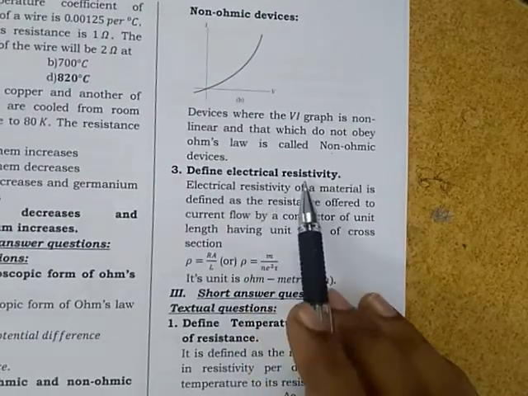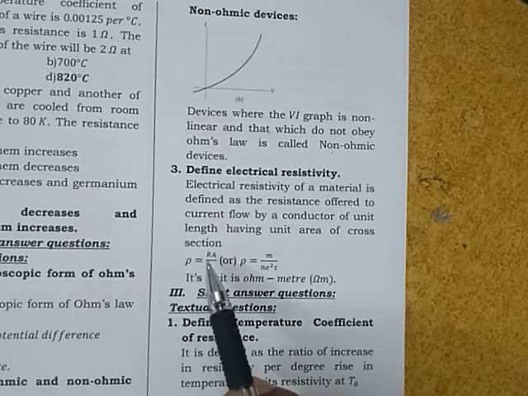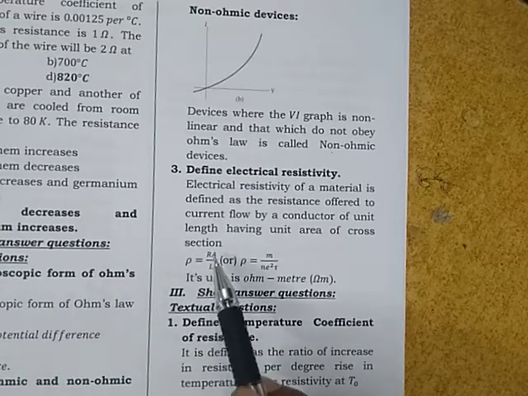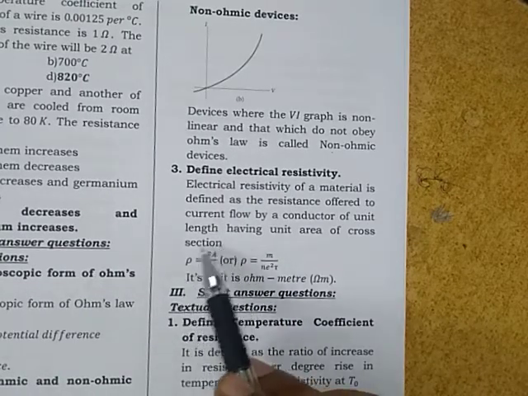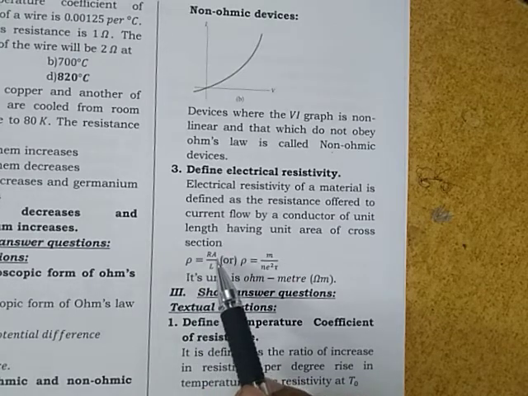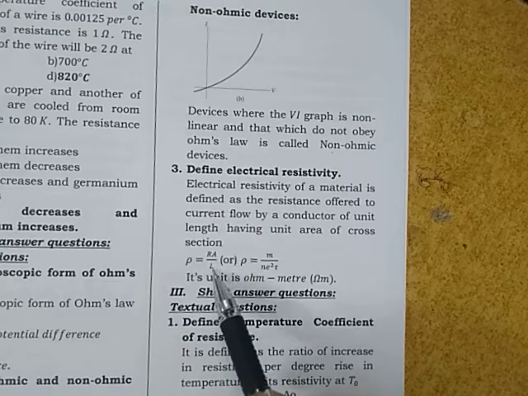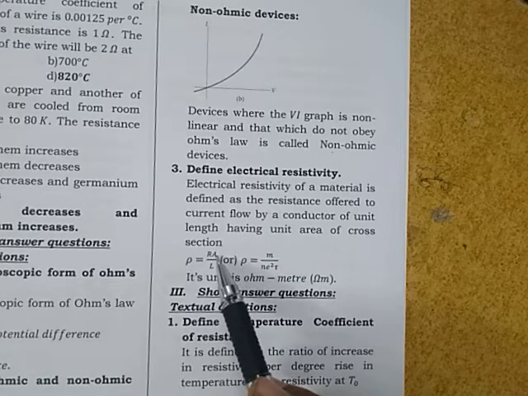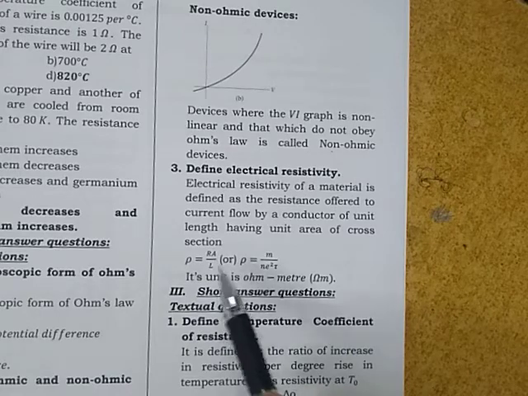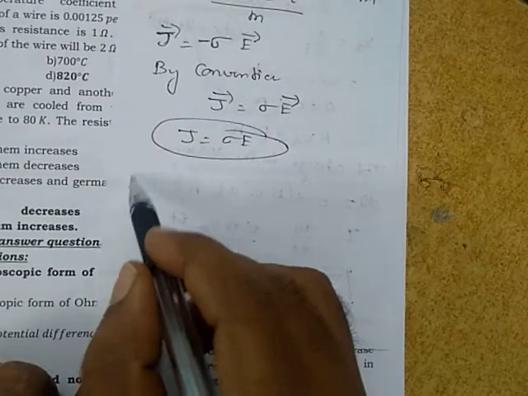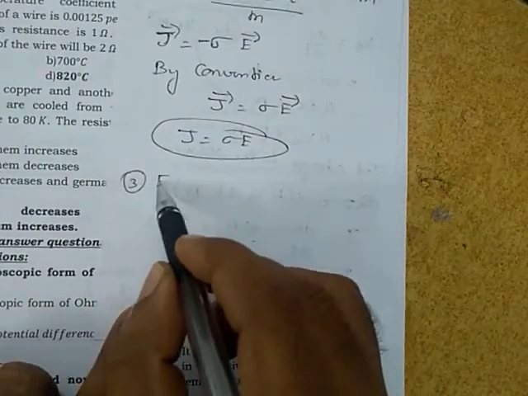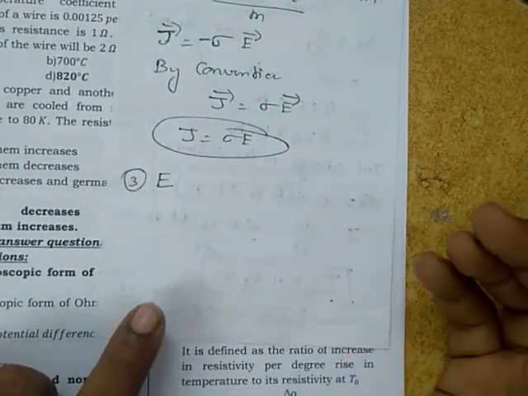The next question: define electrical resistivity. To answer the question, you have to know the expression rho is equal to A R by L. By knowing this expression, we can easily define the electrical resistivity. Rho is the resistivity, R is the resistance, A is the area of the conductor, and L is the length of the conductor. Question number 3, electrical resistivity, can also be stated as specific resistance.